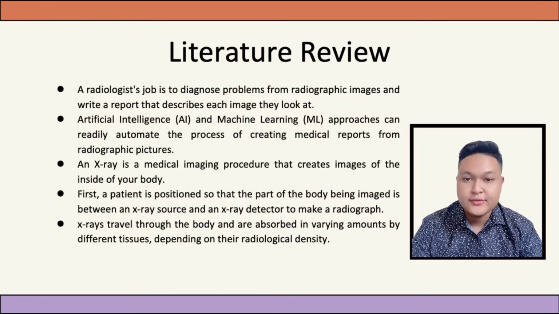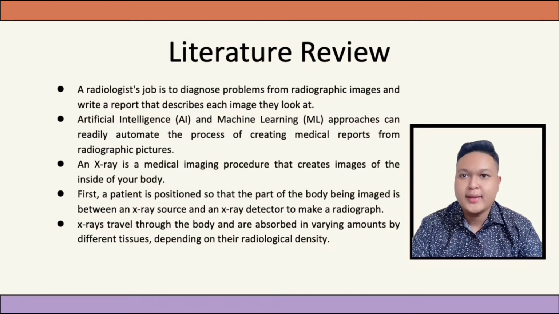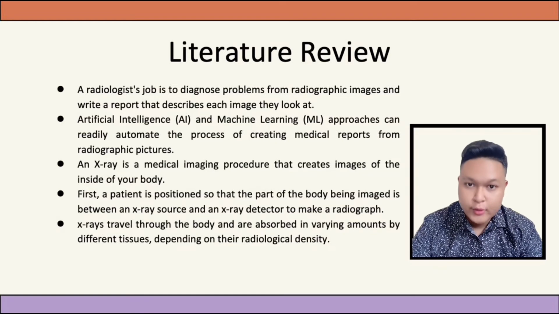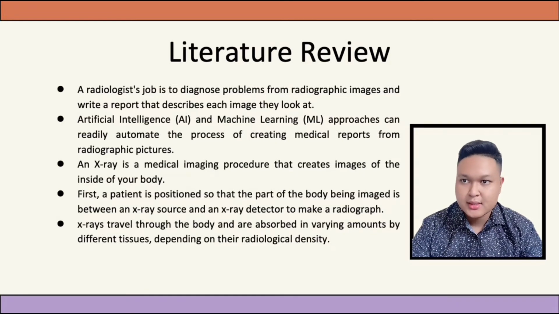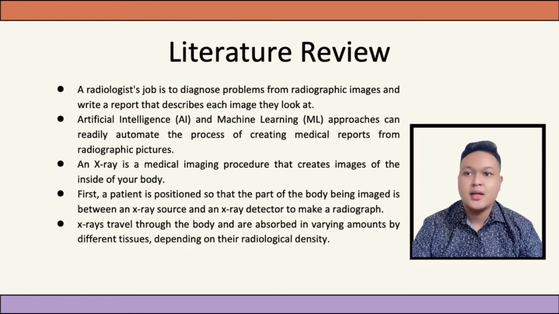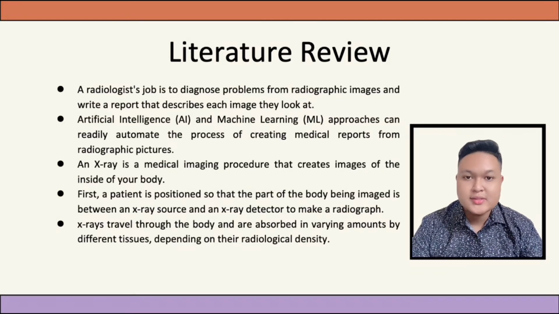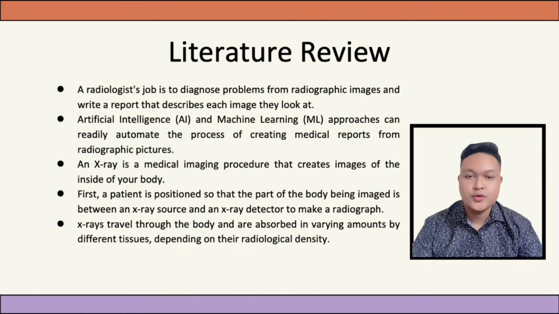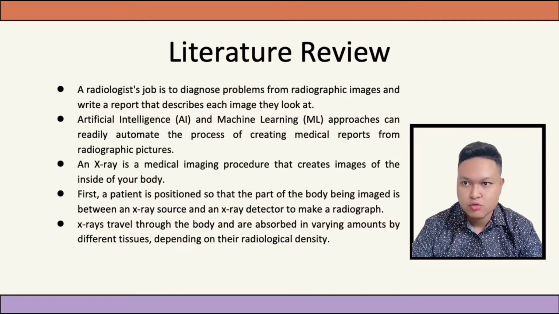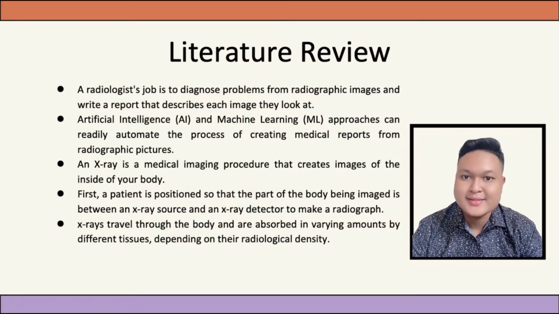A simple definition of X-ray is a medical imaging procedure that creates images of the inside of our body. What is the procedure to do an X-ray? First, the patient needs to be positioned so that the part of the body to be imaged is between an X-ray source and an X-ray detector to make a radiograph. So how does X-ray work? X-rays will travel through the body and are absorbed in varying amounts by the different tissues depending on radiological density.